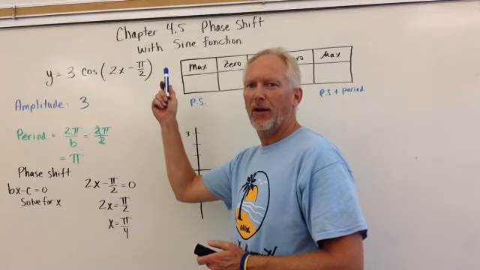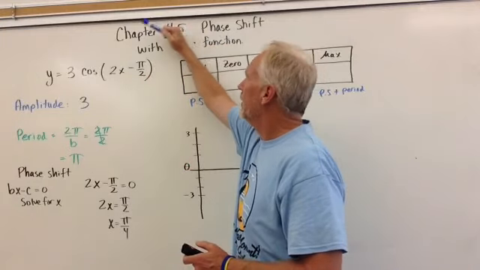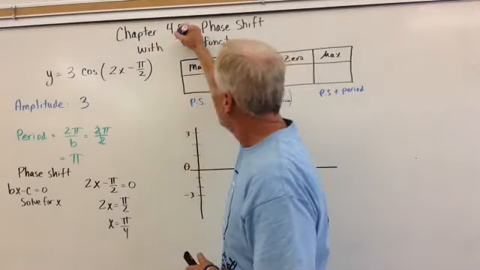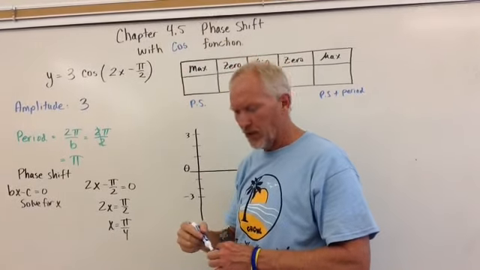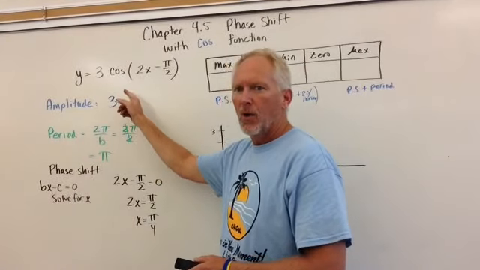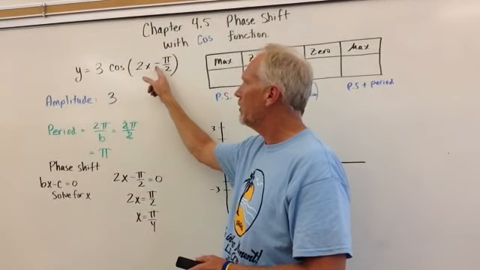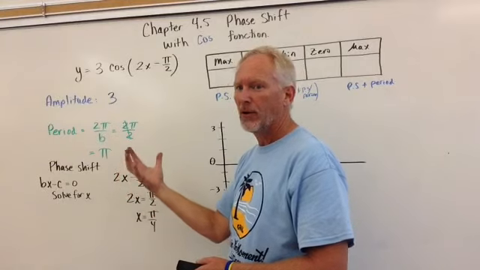All right, here we go with another example of chapter 4.5 of phase shift. This time we're going to do a cosine curve, a cosine function. Here's the function that we've been given: y equals 3 cosine of (2x minus pi over 2). So we've got a phase shift now.